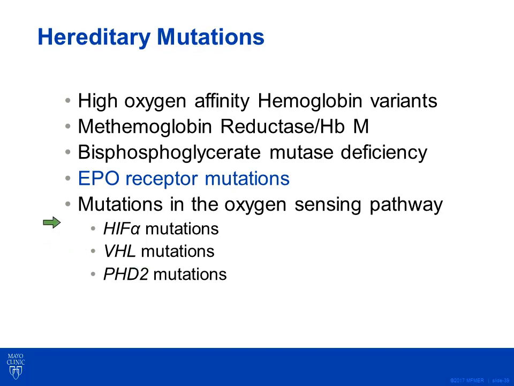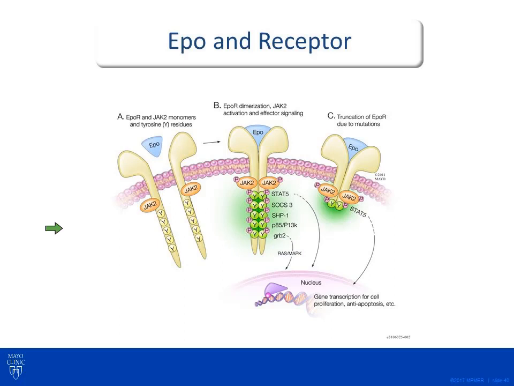Let's turn now to erythropoietin receptor mutations. Here's a diagram of erythropoietin and its receptor. I will point out right here where the JAK2 sits in the intracellular domain. When erythropoietin, the ligand, combines with the receptor, these two parts of it come together, what's called dimerization.